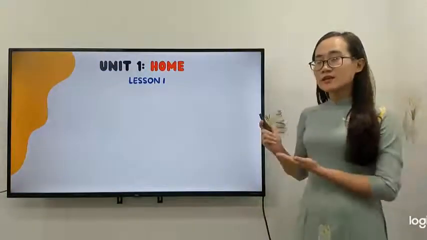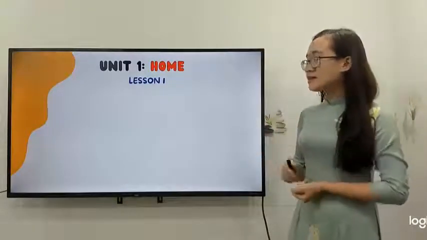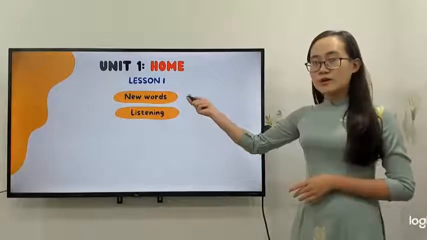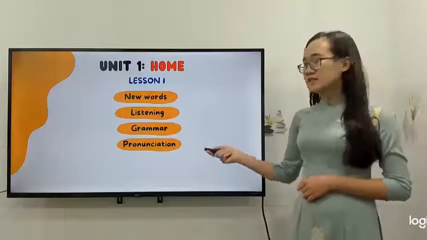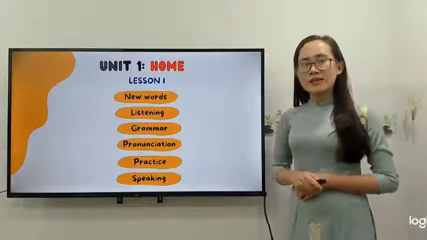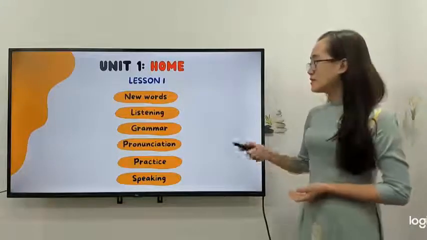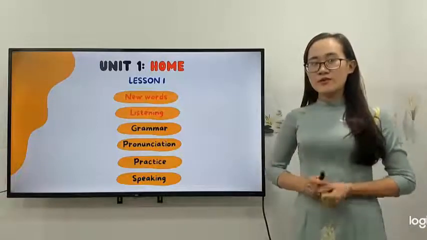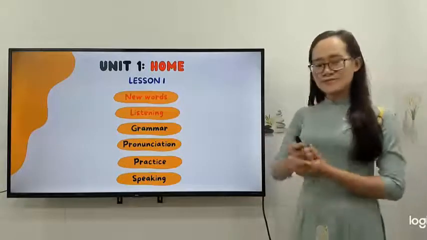Look at the screen, you can see that today we study Unit 1, Home, Lesson 1, and in the lesson there are 6 parts: new words, listening, grammar, pronunciation, reading, and speaking. Today we will study the first part of the lesson, new words, and the second part, listening. So are you ready to start with me? Good job! So let's get started.